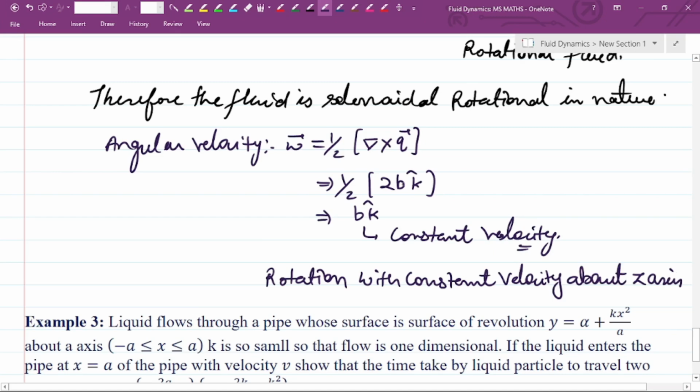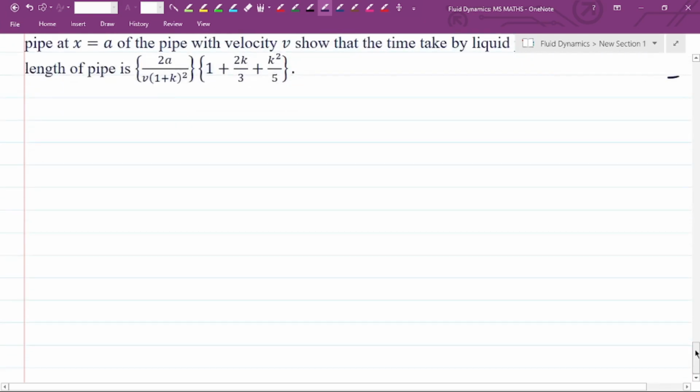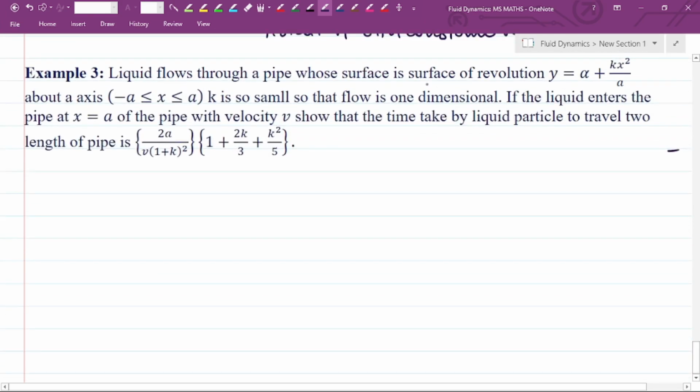Now we have an important question which is related to the liquid flow in a pipe. The liquid flows through a pipe whose surface is a surface of revolution. It revolves about the curve y equals alpha plus kx square upon a. It will basically be a paraboloid, y equals alpha x square. It will be the parabola on the y-axis.